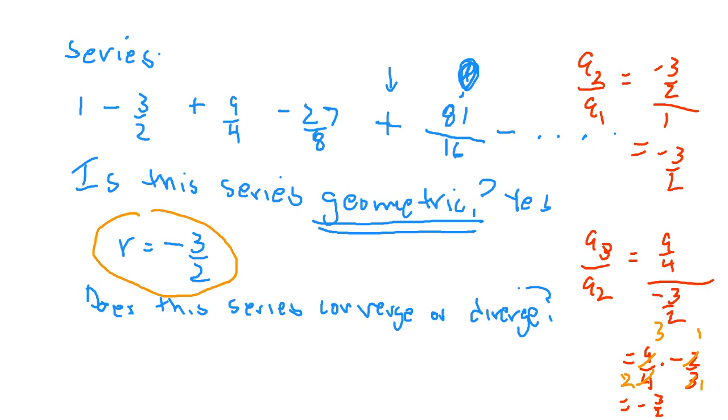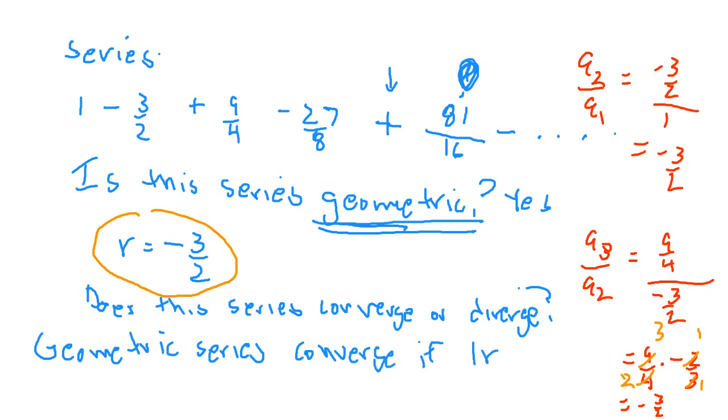Well, since this is a geometric series, now this is for geometric series, geometric series converge if the absolute value of the common ratio is less than 1. But in our case, we have the absolute value of -3/2. That's the absolute value of the common ratio. That's 3/2, and that's greater than 1.